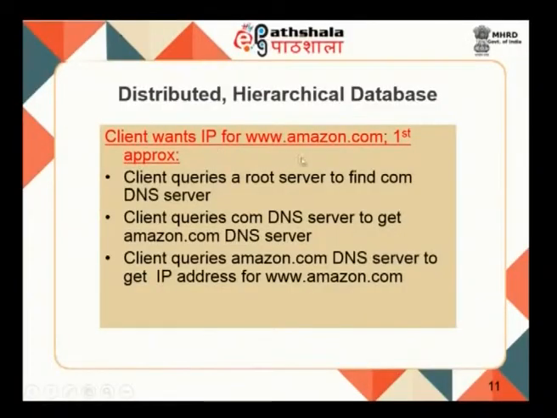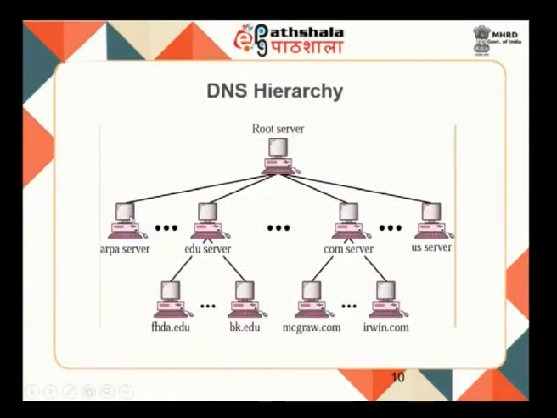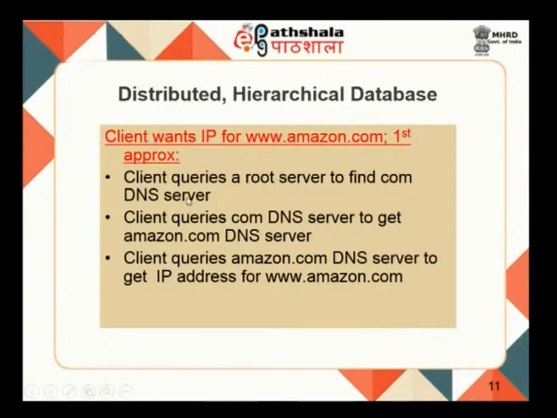So, for instance, let us say a client wants the IP address for www.amazon.com. As a first approximation, what is it that it will do? The client could first query the root server to find the .com server. You can see that we will resolve this name starting from the right to the left. We start off with the root, and under the root you have the com server. As we just said, under the root you will have these different top level domain servers. You may have the com server as one of the top level domains.